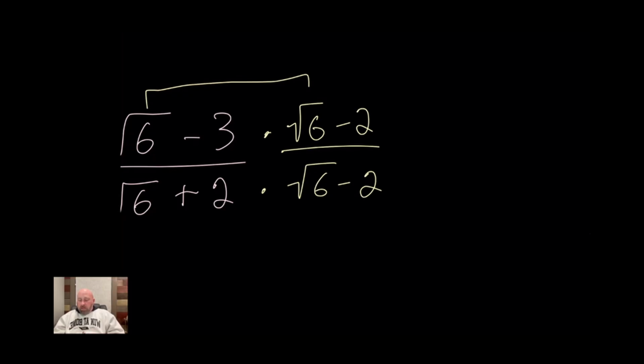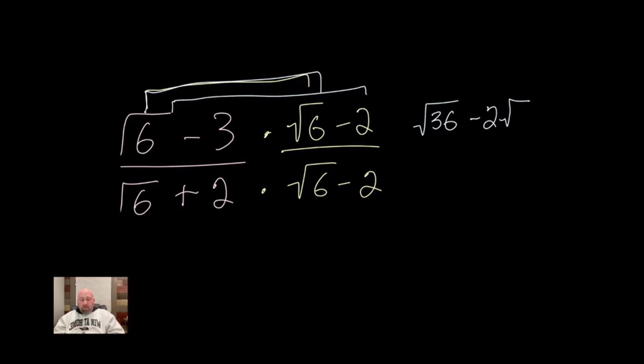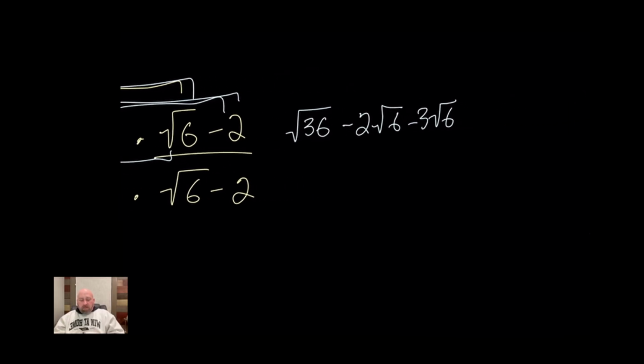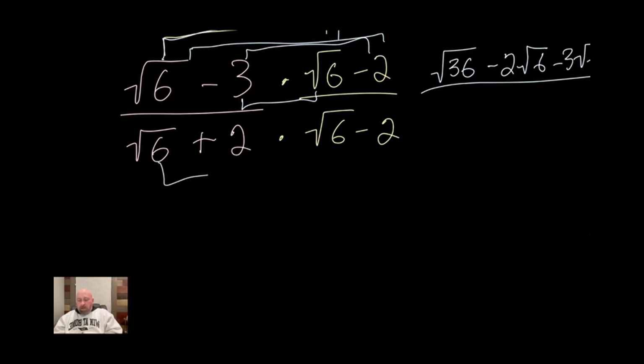So first, I'll change the color so we don't get too confused here. And so we're going to get, again, going with the first, the square root of 36. Then outers is going to give us minus 2 square root of 6. Inners is going to give us minus 3 square root of 6. And then the last is going to give us a positive 6. And that's all going to be over this right here.